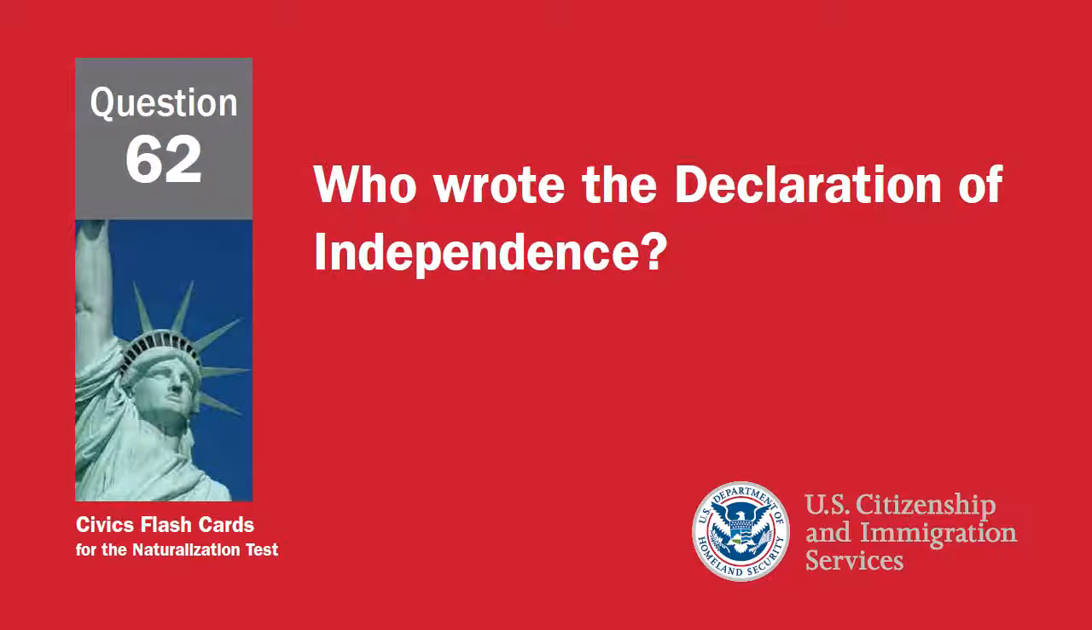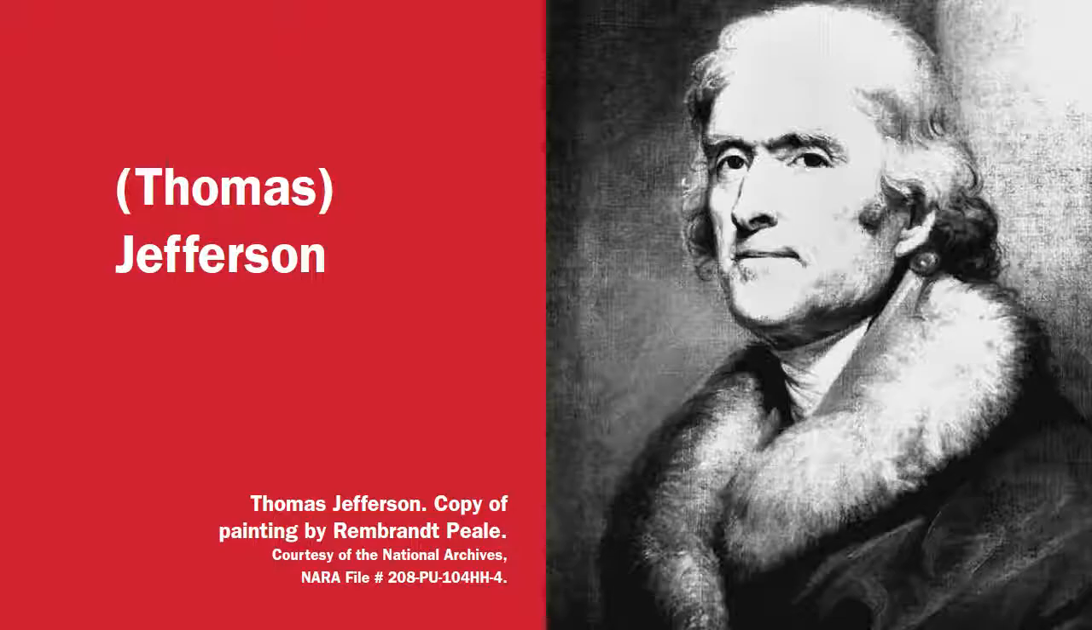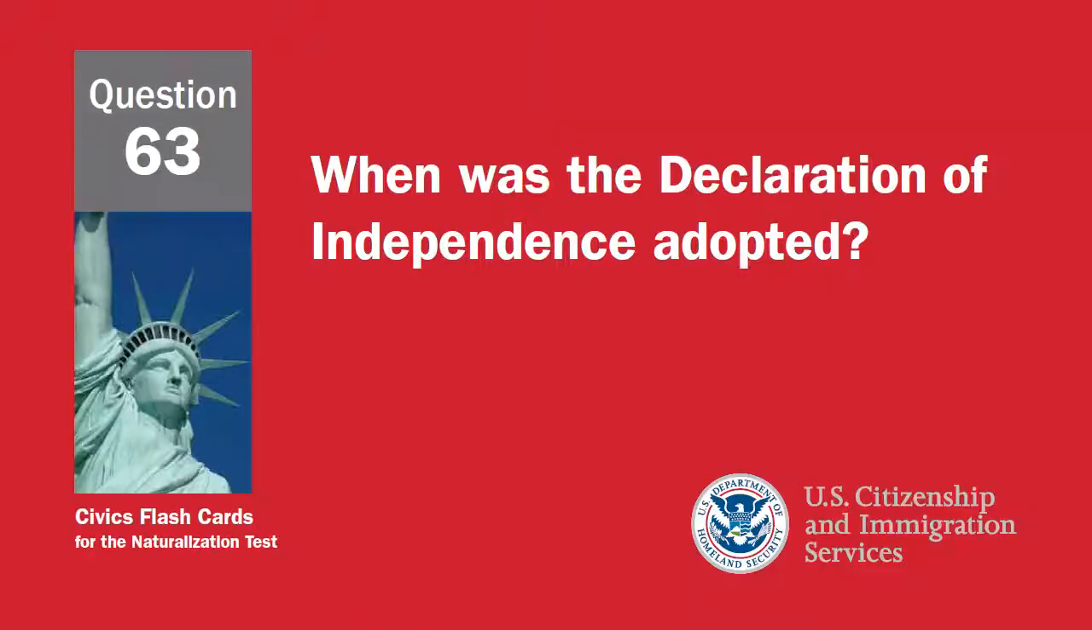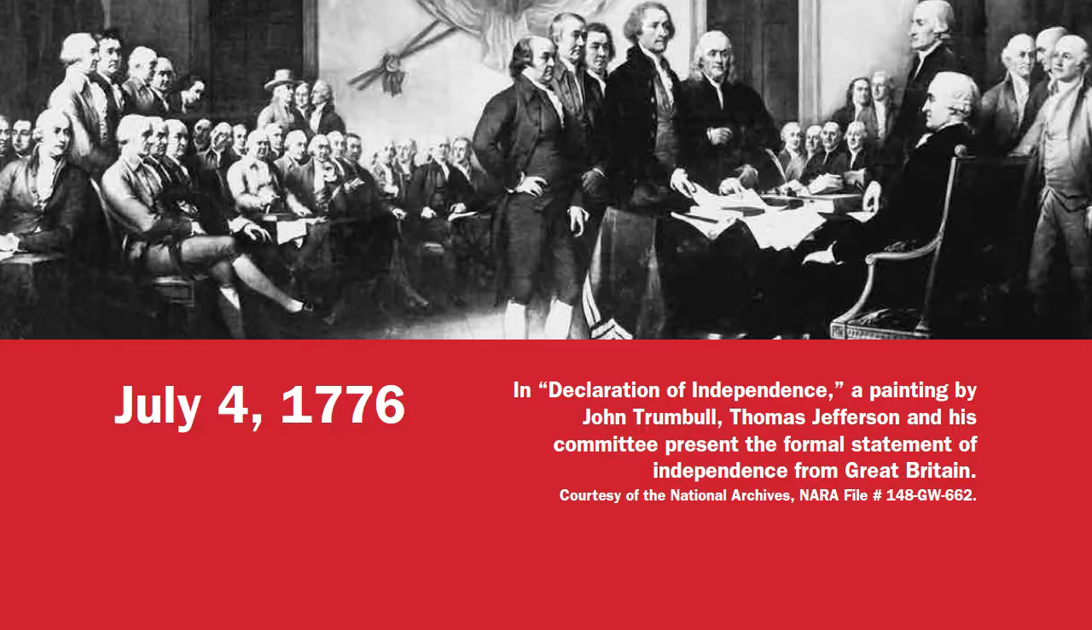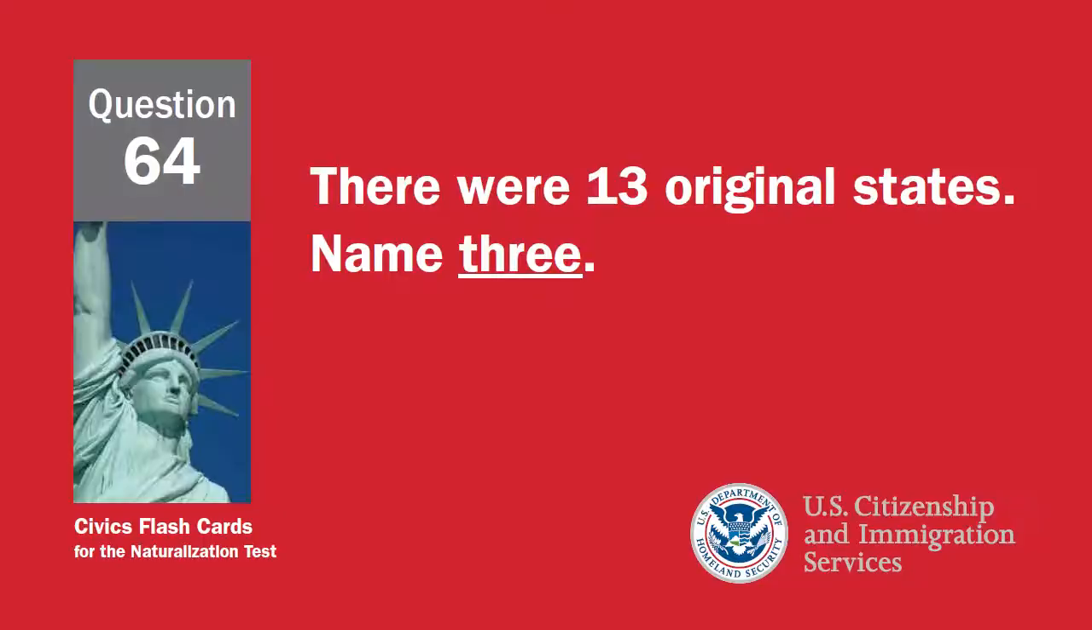Who wrote the Declaration of Independence? Thomas Jefferson. When was the Declaration of Independence adopted? July 4th, 1776. There were 13 original states. Name 3.